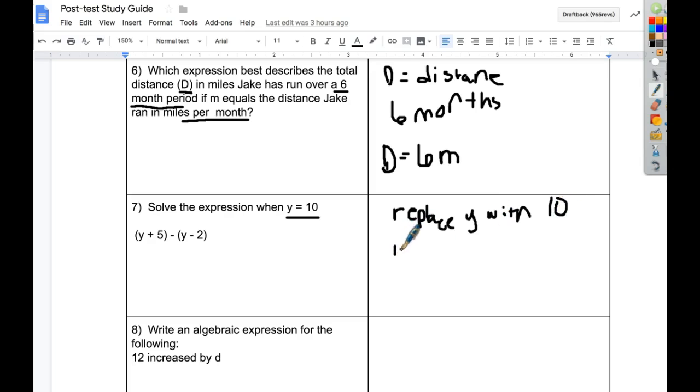Okay, and 10 plus 5, and this is in parentheses, subtract 10 minus 2, and that's in parentheses. So you have to clear your parentheses first. 10 plus 5 is 15. Subtract 10, subtract 2 is 8. 15 subtract 8 is 7.